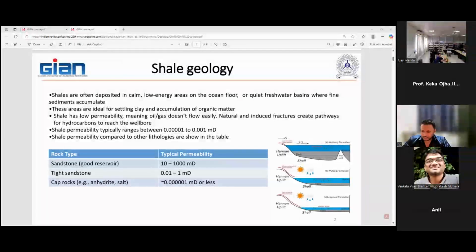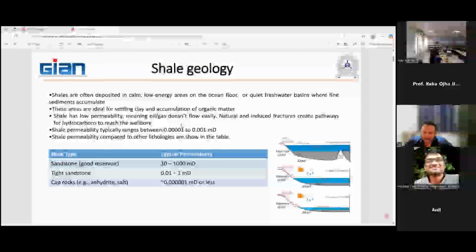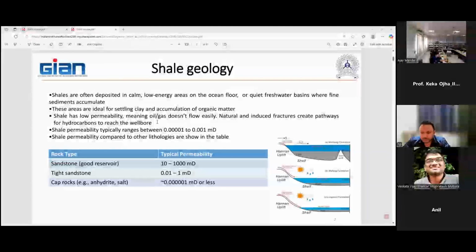This is mostly in calm waters. But if you increase the velocity of the water or the turbulence of the water, then there will be deposition of other types of lithologies, but not shale. As Madam already discussed, shale has low permeability, meaning oil and gas does not flow easily in the matrix. So the natural and induced fractures create some pathways for hydrocarbons within the shale reservoir to reach the wellbore.